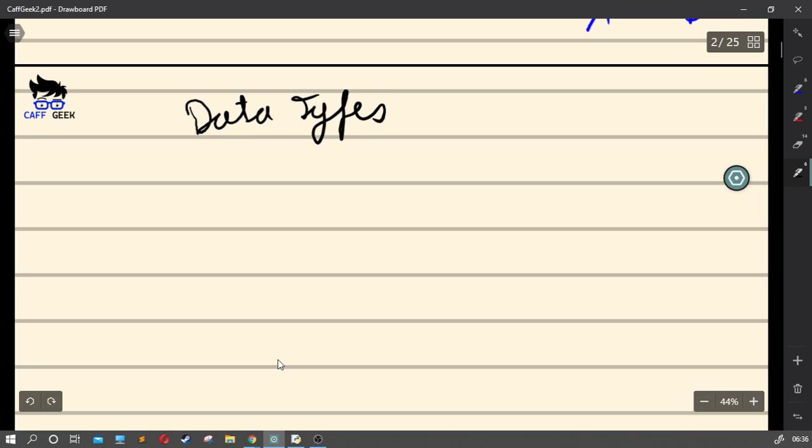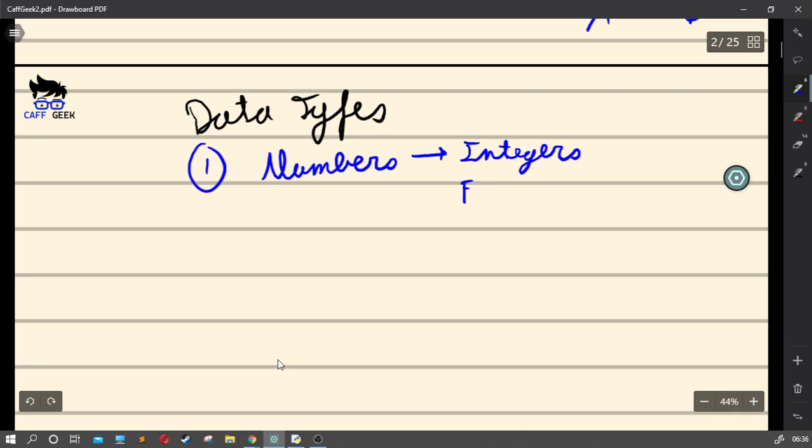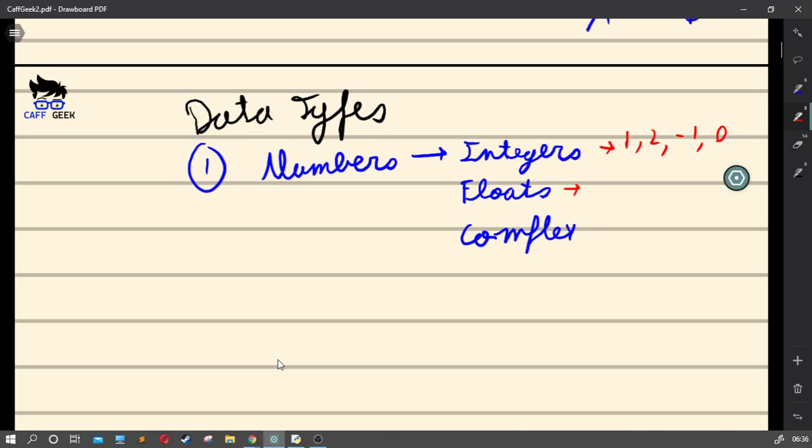Let's start with numbers. We have three types of numbers in Python. We have integers, we have floats, which we will talk about in a minute, and we have complex numbers. I think everyone is aware of complex numbers. Anyhow, we will discuss that too. Integers are simple, which we have already learned in class 8th, I would say. 1, 2, -1, 0, these all are integers. Floats are more like divisions, I would say. It's 1.1, 1.4, maybe 5.6, or anything of that sort.